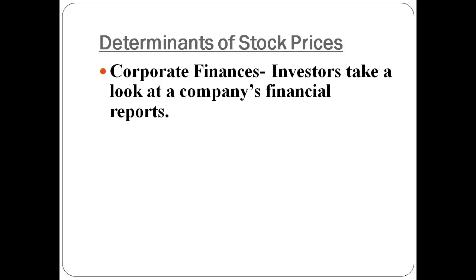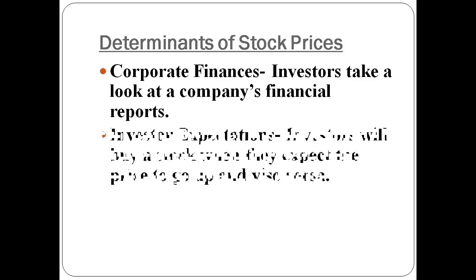All right, so what are some of the determinants of stock prices? What are some of the factors that help influence stock prices? The first one is corporate finances. If investors are deciding whether or not they're going to buy a stock, they're going to take a look at the corporation's finances. Investors usually will take a look at a company's financial reports, their balance sheets, their income statements. Is this company making money? Is it earning money? That is the number one thing that stock market traders are looking for when they're evaluating whether they're going to buy a stock or not.